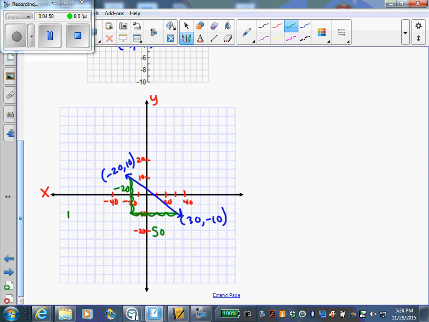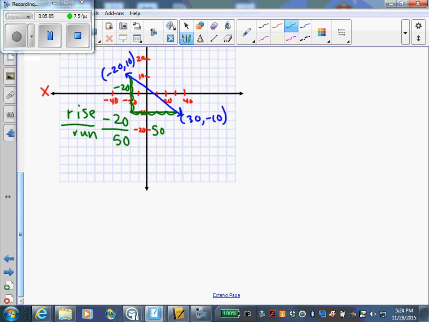So when I give my rise over my run, my rise was -20, my run was a +50, and this is a fraction that can be reduced. And so I try to think of what number goes into 20 and 50. Well, 10 does. So I divide both top and bottom by 10. I get negative 2 over 5. And it is a negative number, which corresponds with how the graph looks. All right, that's how you find slope from a graph.